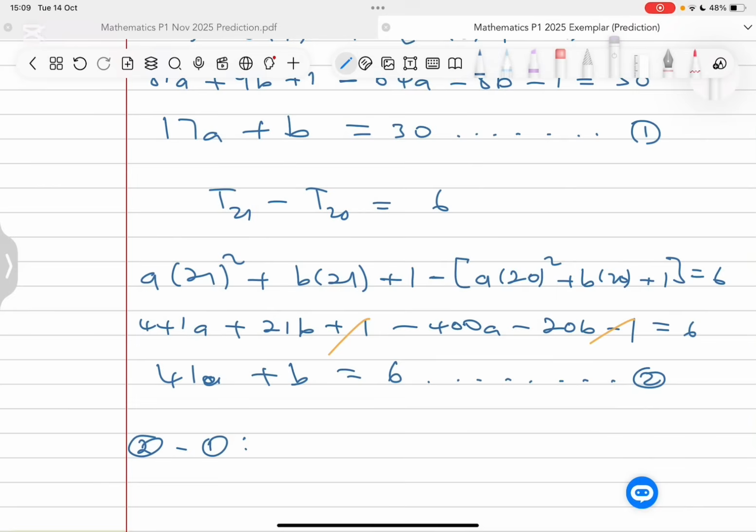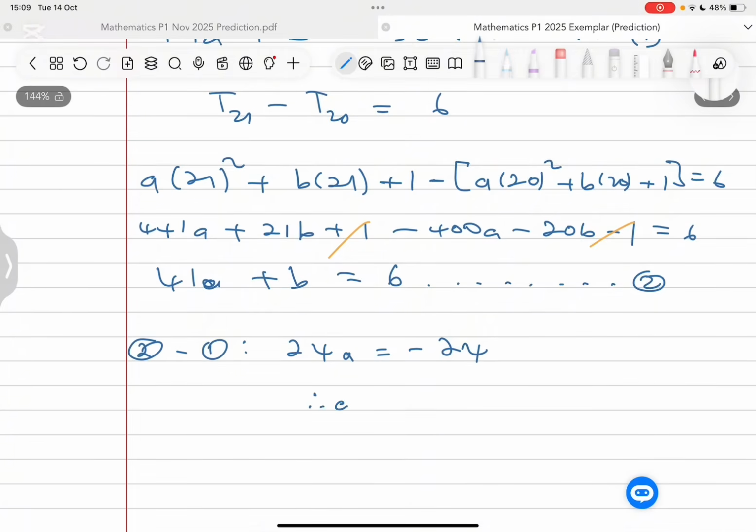So that means now I'm going to say 41 minus 17, the 41a here minus the 17a here, and that gives me 24a. And I'm going to say the b minus the b, that gives me 0, it goes out. And I'm then going to say 6 minus 30, and that gives me negative 24. And therefore, this would mean that my a is equals to negative 1. Remember, what I'm doing here is that I'm dividing by 24 on the left-hand side and on the right-hand side.